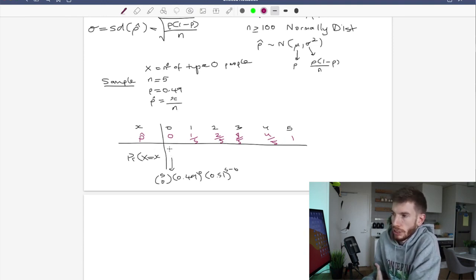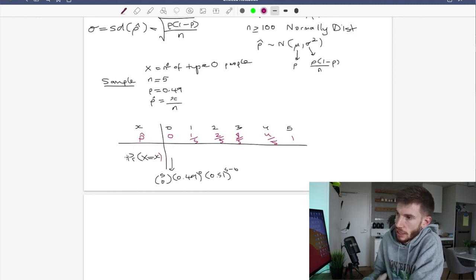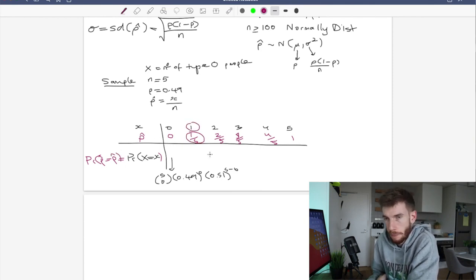You'll notice though that the probability of each p hat value won't be any different. So what that also means is that the probability of x equaling x is the exact same thing as the probability of p hat equaling p hat. So if you're looking for the probability of p hat equaling 1/5, that's the same as asking what's the probability of x equaling 1, right?